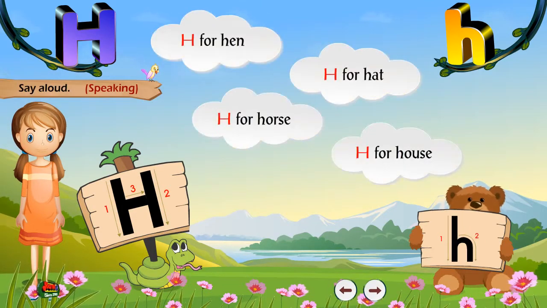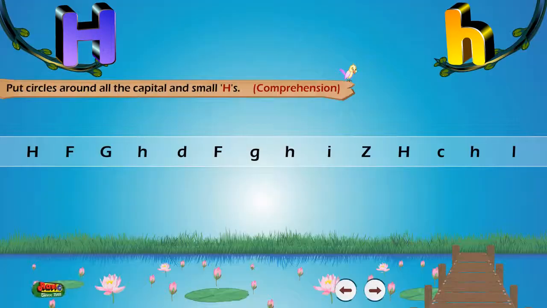Say aloud. Speaking. H for hen. H for hat. H for horse. H for house. Put circles around all the capital and small H's. Comprehension.